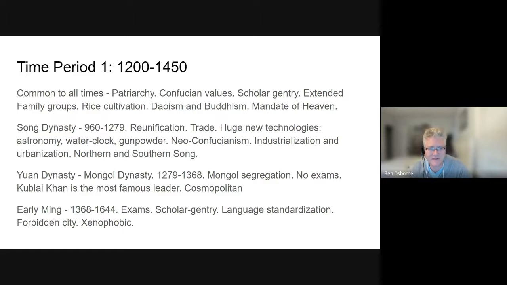Rice cultivation, obviously, throughout these time periods. The two major religions here, in addition to Confucianism, are Taoism and Buddhism. So both of these are going to be particularly important as well. And then lastly, we have this idea of the mandate of heaven. So even up until the nationalists, there's a little bit of this idea of the mandate of heaven, that when the heavens have withdrawn their power from the king, from the emperor, then that means that king or emperor should not be there anymore.